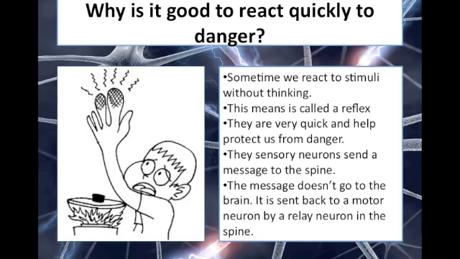So I went over this a little bit on the last slide. Why is it good to react quickly to something dangerous? Well, when you react to a stimuli without thinking, it's called a reflex. This reflex is quicker, so it helps protect us from danger, and from an evolutionary sense, this means that we're more likely to survive because we're more likely to react quickly to the dangerous stimuli. So the messages don't go to the brain, instead they're sent along a sensory neuron into the spine, relayed along a relay neuron back to the muscles, and the muscles move more quickly.